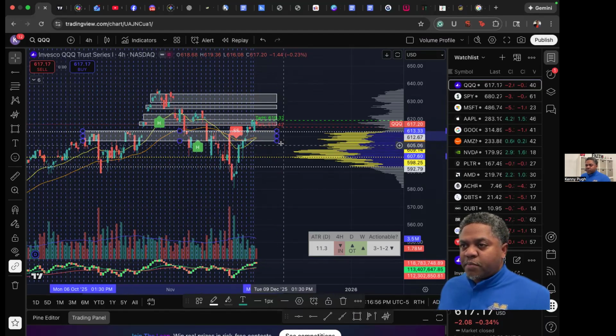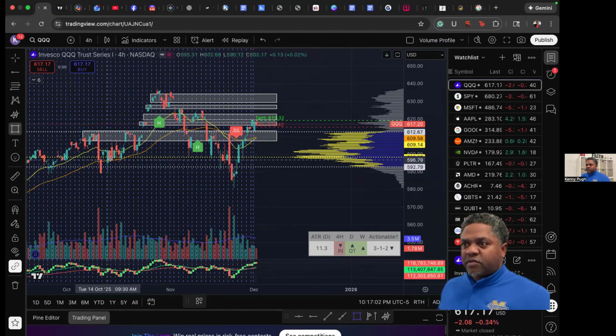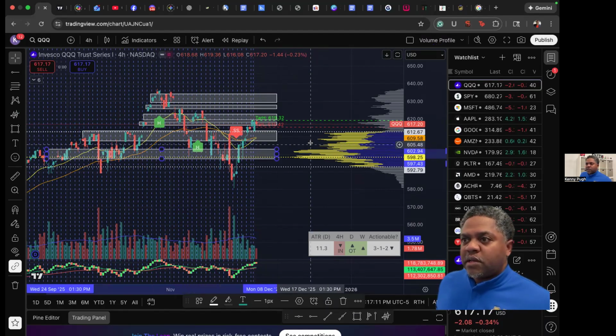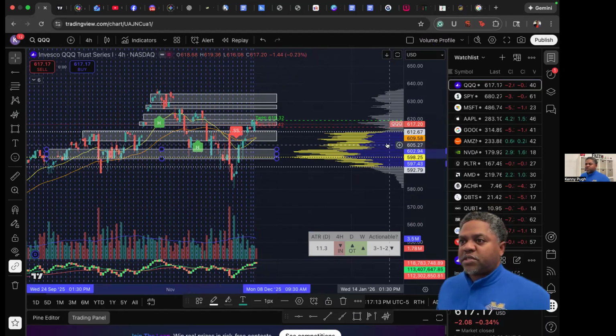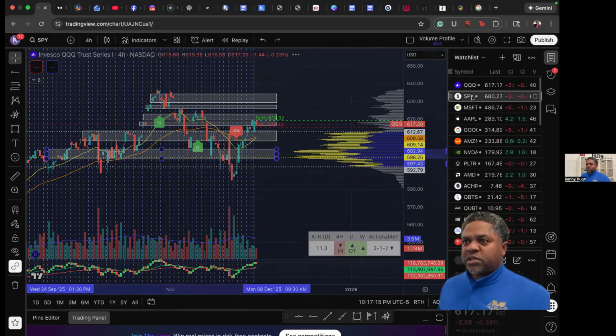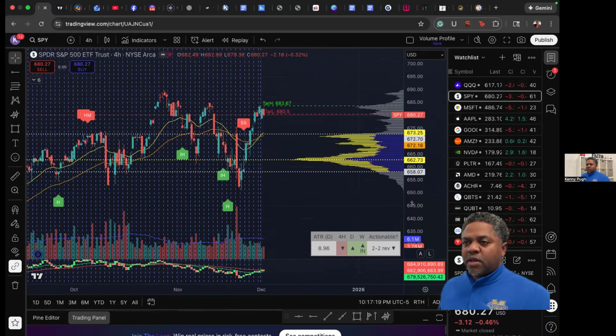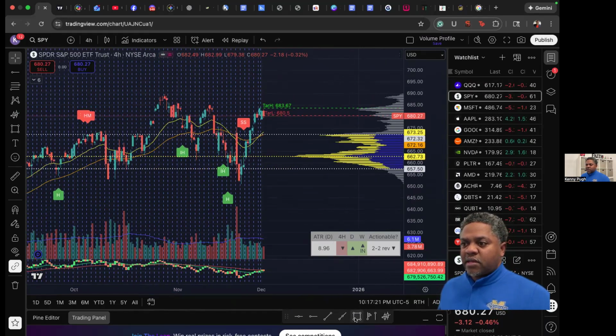And so we have a couple of levels above where current price is sitting. Let me go ahead and put a second level down here for the lower levels where we can look to have points of interest. So that's the Qs. Let's jump over to SPY, and I'll go back in and take a look at highlighting the liquidity levels after we finish up.